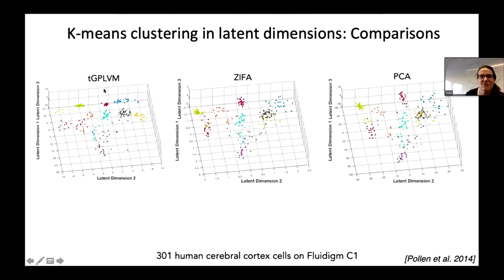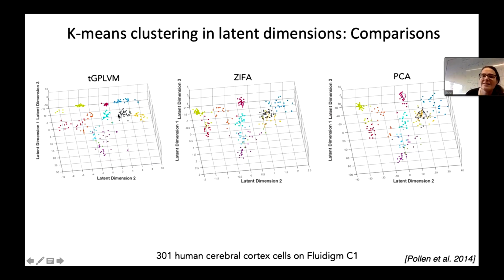So here's our tGPLVM clusters. Here's the zero inflated factor analysis that was work put out, I think, in 2014. And it basically assumes a zero inflation on a Gaussian latent variable model. It's a linear model. And then the last one is PCA, where we can, again, do principal components analysis and just take the first three PCs and plot each of the cells in each of the spaces.